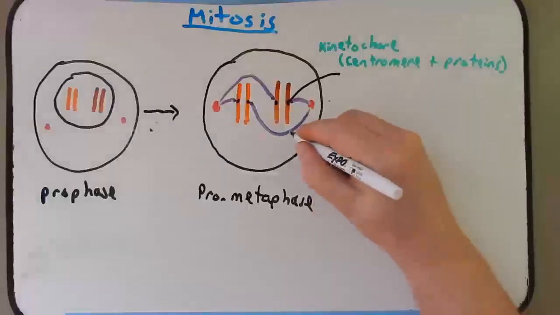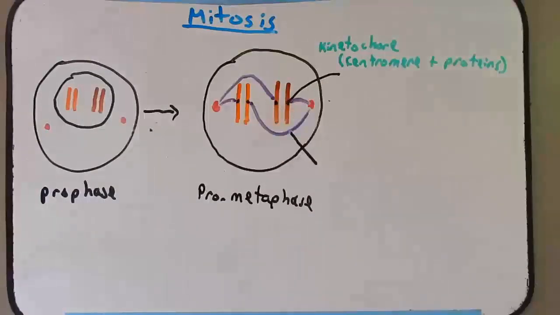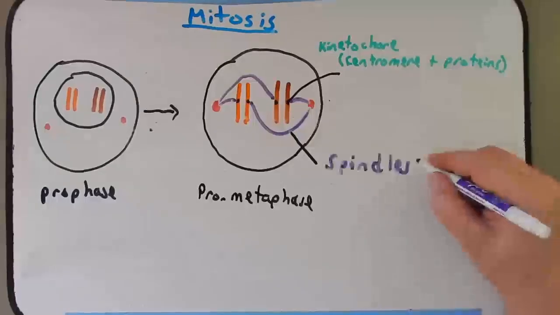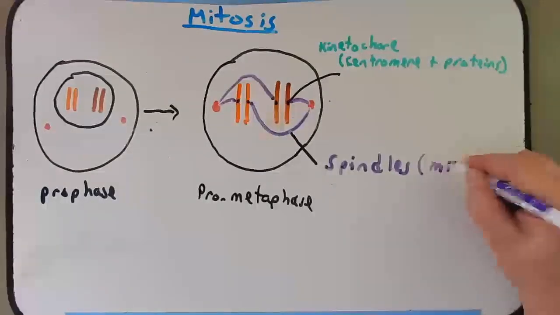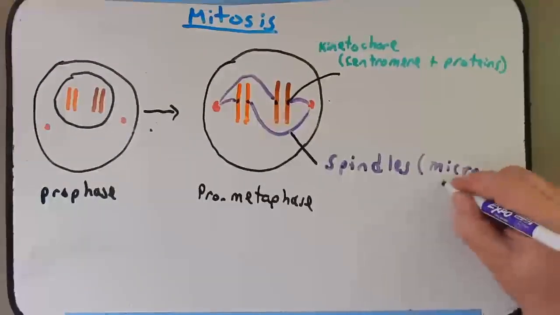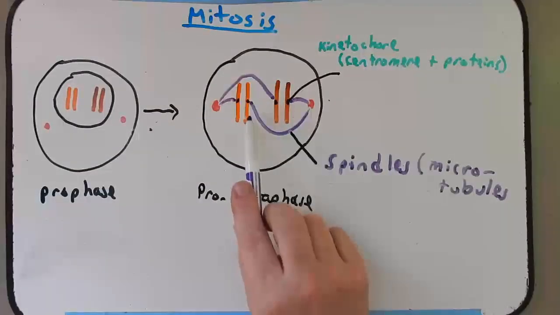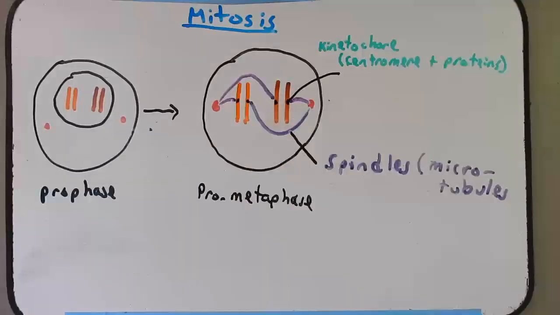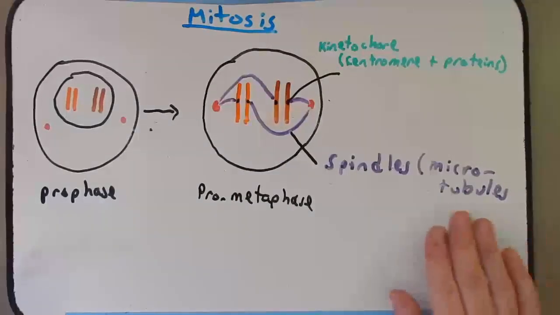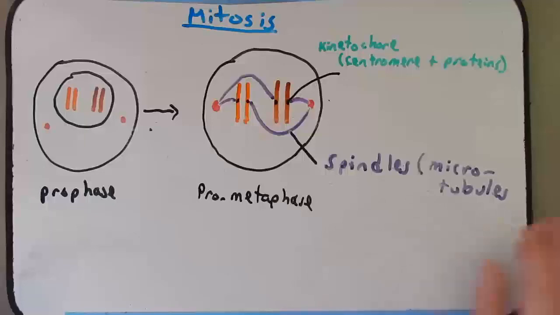And remember, I called all of the purple lines here spindles. And the spindles are nothing more than microtubules. They attach to the chromosomes. And as you'll see in metaphase, they're going to move the chromosomes to specific places in the cell. So I'm going to erase these words here so we can talk about metaphase right next to it.